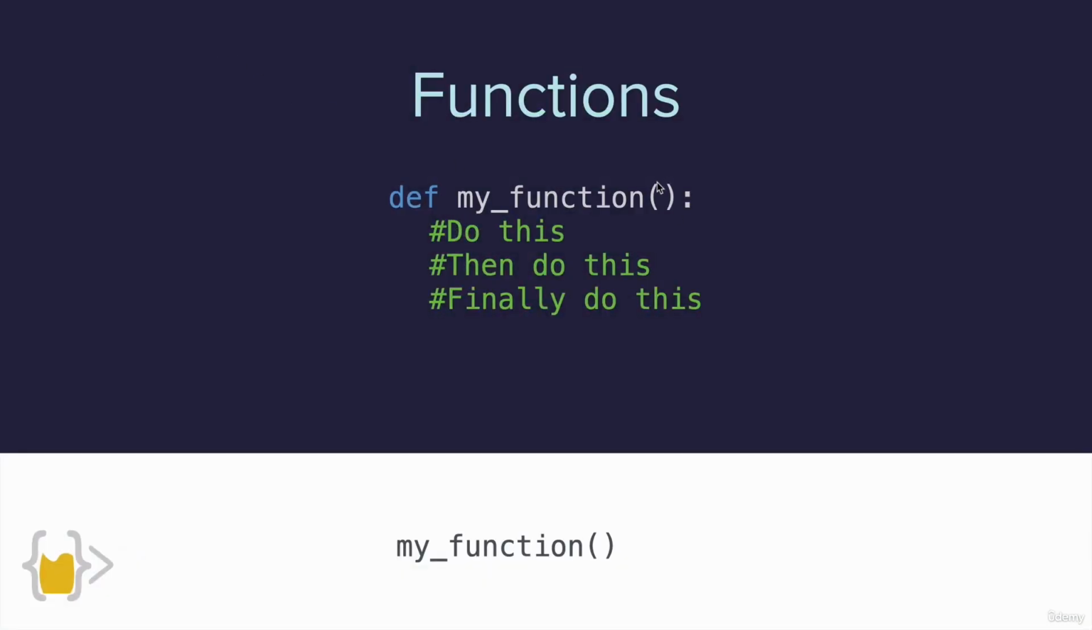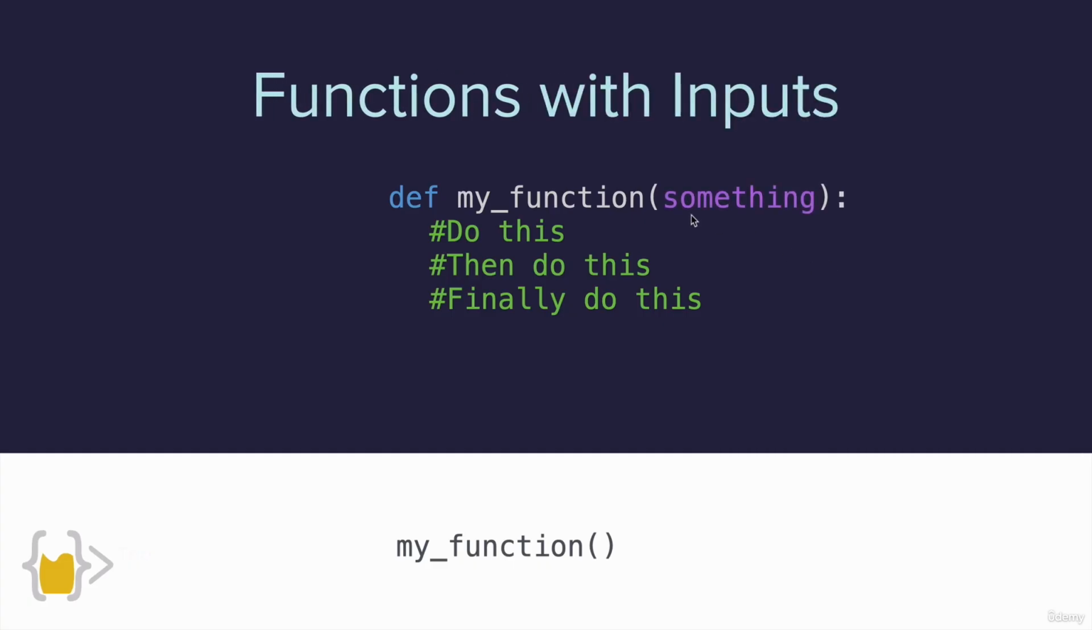So how can we achieve this kind of functionality? Well, we need to look more closely at these parentheses. Now, what we can do is we can actually add the name of a variable inside those parentheses to start giving our functions some inputs. So let's say that there's a variable called something that's going to be passed to my function. And this something can then be used inside this block of code, this function, and I could do something with it.